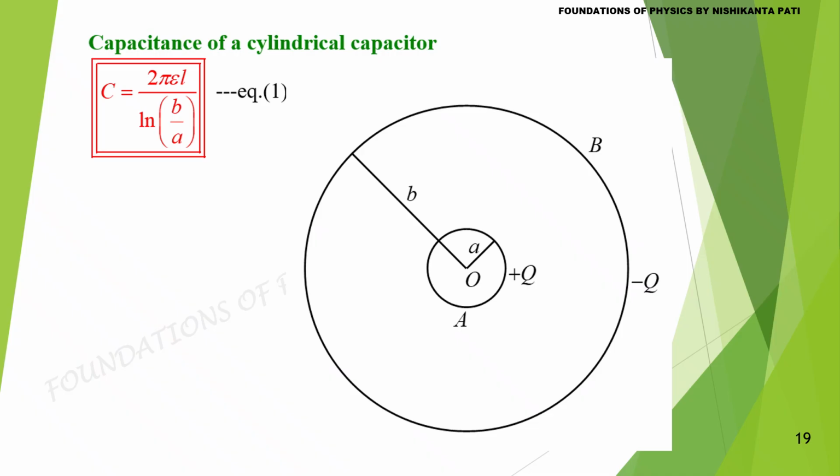Capacitance of a cylindrical capacitor, C equals 2 pi epsilon L by ln B by A. B is the outer radius, A is the inner radius. The cylindrical capacitor looks like this.